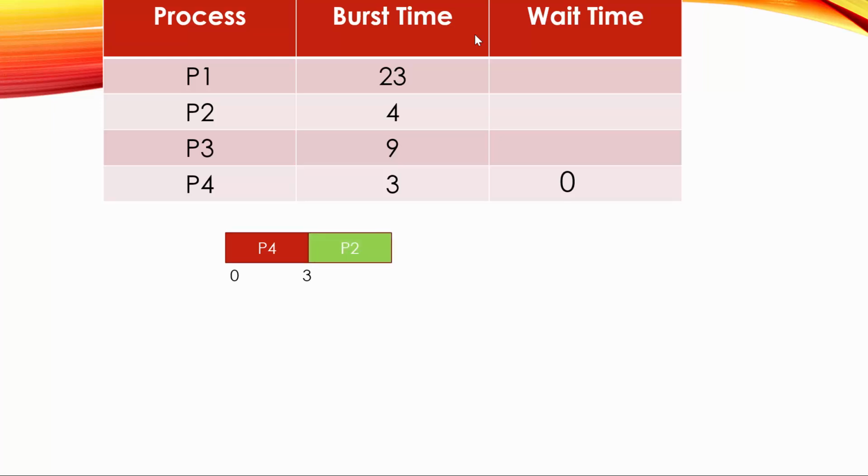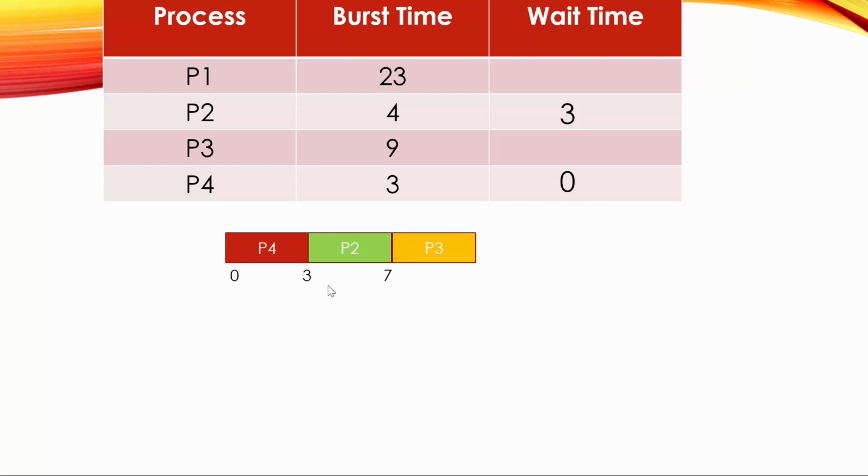How long does it run? It runs for 4 seconds. Exits at 7. Now, here's our 7, how long did P2 have to wait? It had to wait just 3 seconds because P4 exited at the 3-second mark, allowing P2 to go. P2 and P4, both those processes are done. So now we have P1 and P3 to compare.